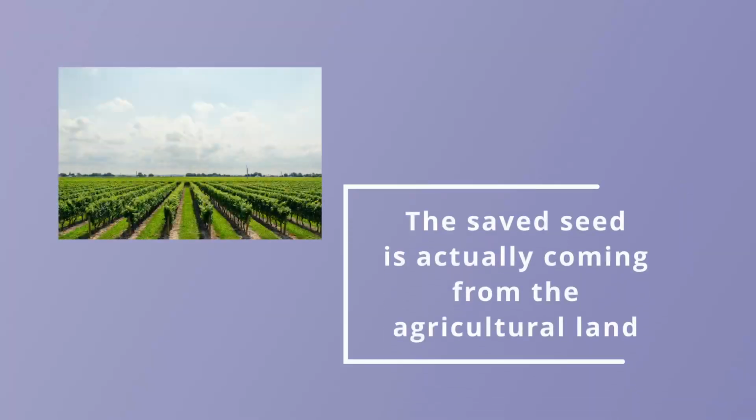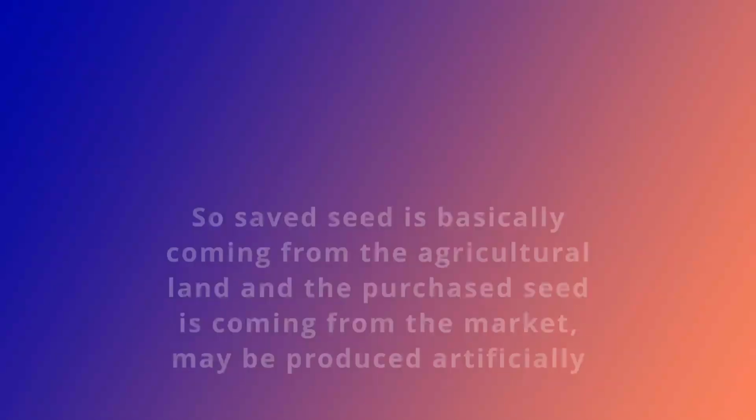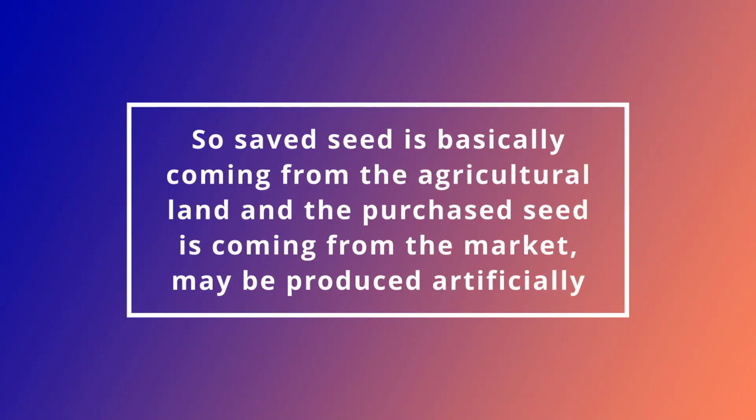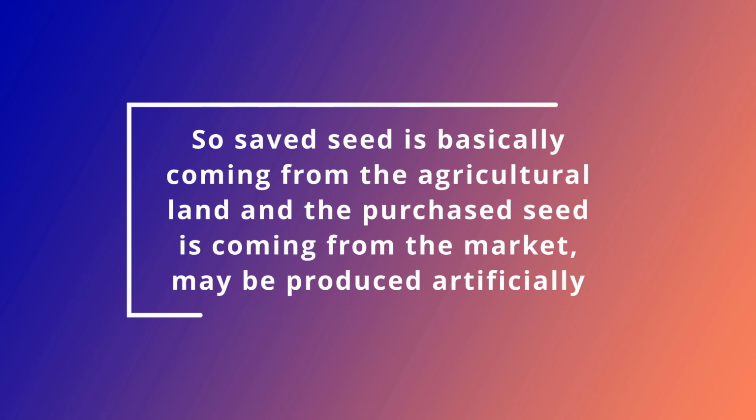Here I have to mention one thing: the saved seed is actually coming from the agricultural land. That means in the cultivation land, during the cultivation, the excess of the production is considered as the seed for the next cultivation period. So saved seed is basically coming from the agricultural land and the purchased seed is coming from the market, maybe produced artificially.